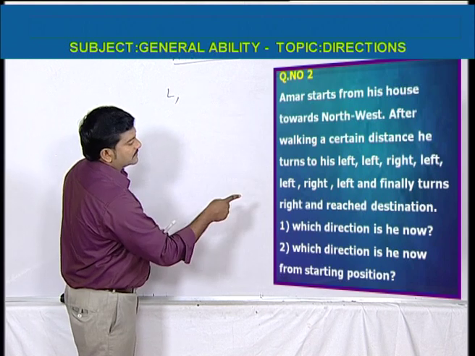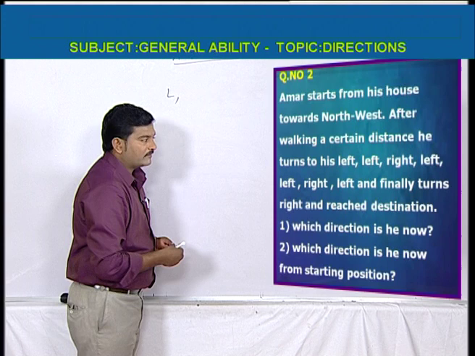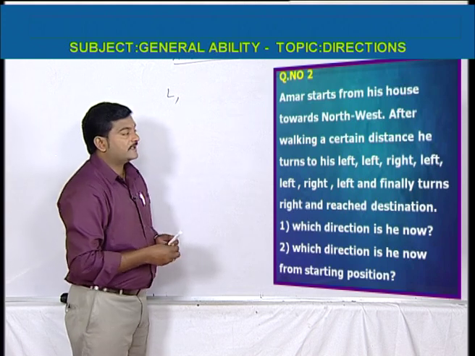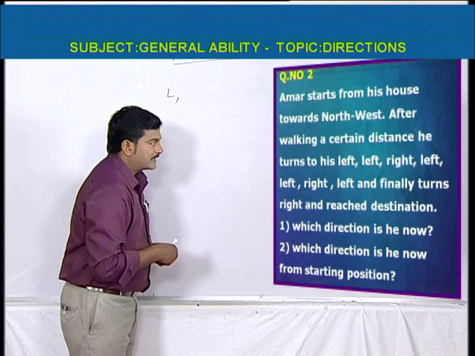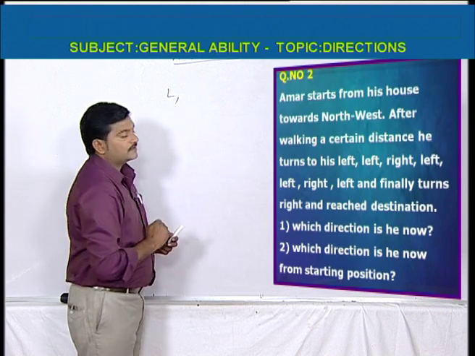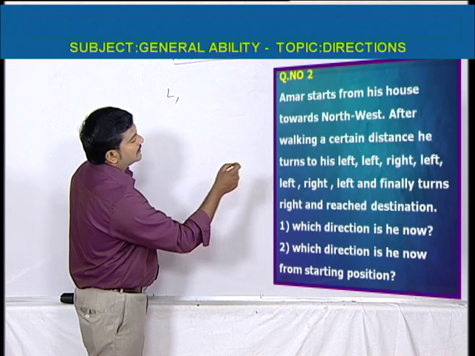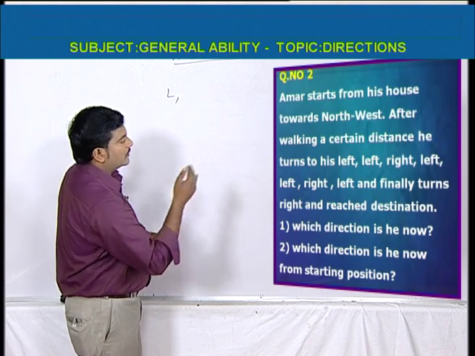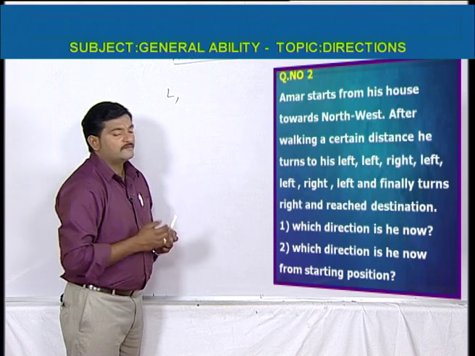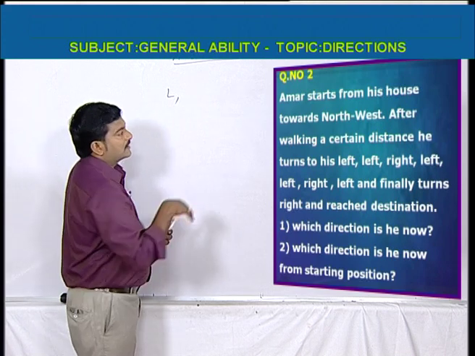There are 2 types of questions. Type 1 is: which direction is he now? And the second question is what he mentioned here: which direction is he now from the starting position. So this is also a type of question.